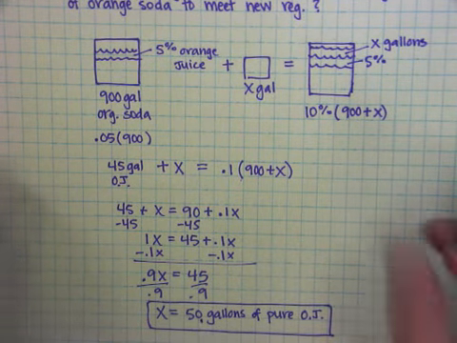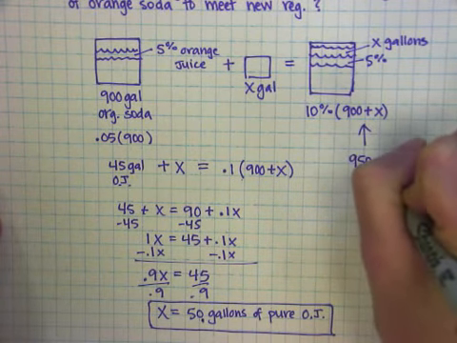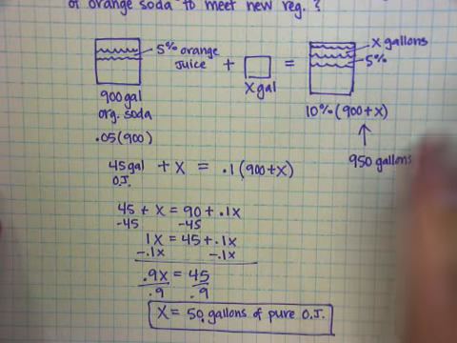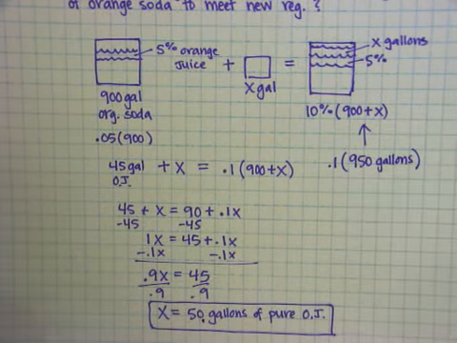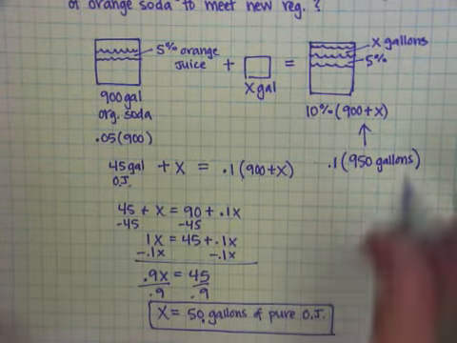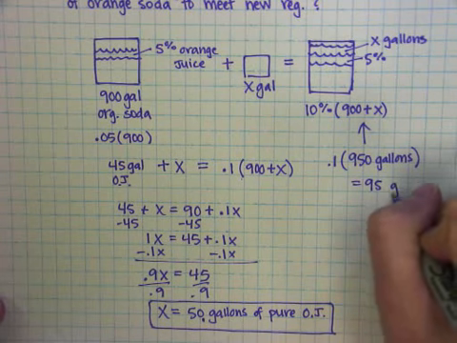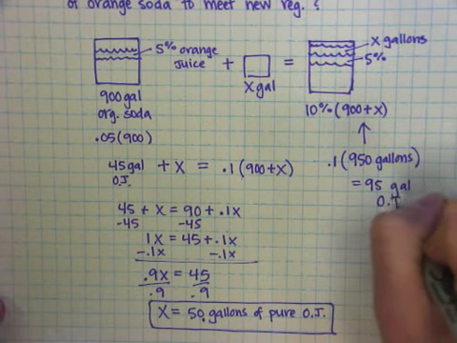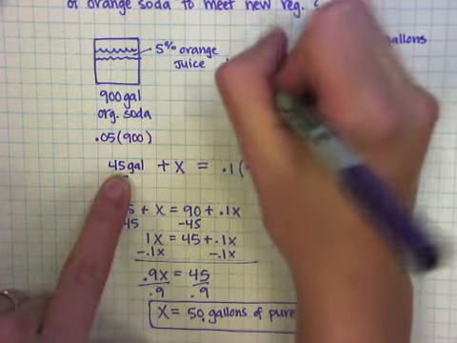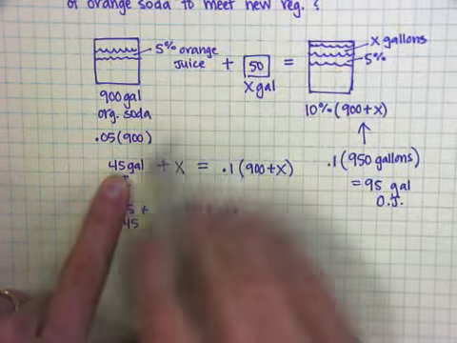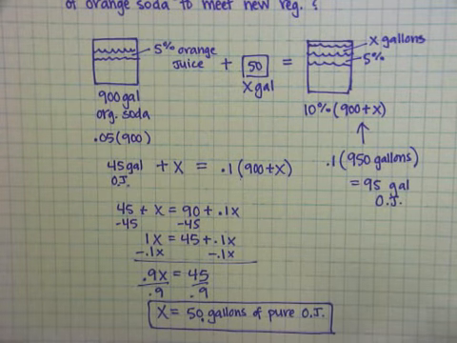So if I were to plug this back in, I would have 950 gallons total. And if I find 10% of that, so 0.1 times 950, well, that should be 95, right? 95 is representing the gallons of OJ total, right? Well, I started with 45, I added 50, and 45 plus 50 really does add up to 95, so that does make sense to me. It does sort of check.